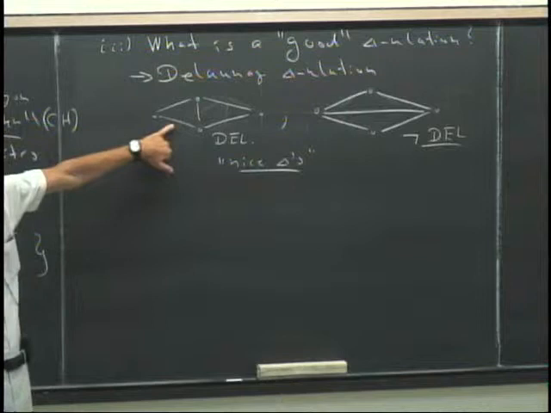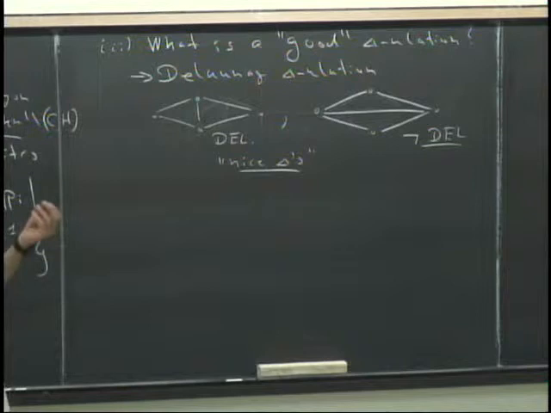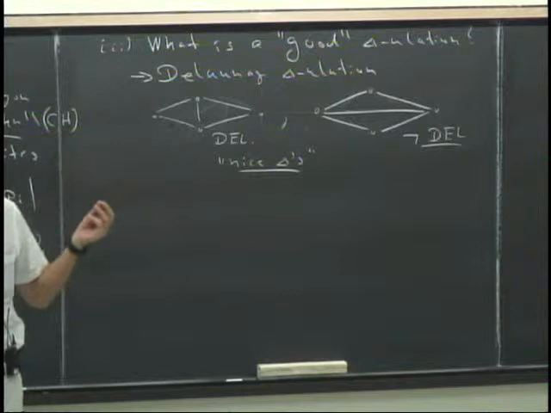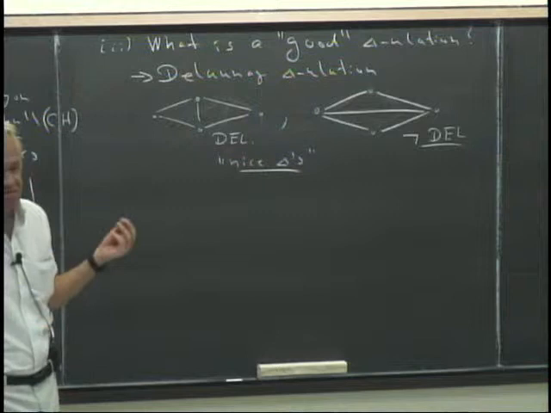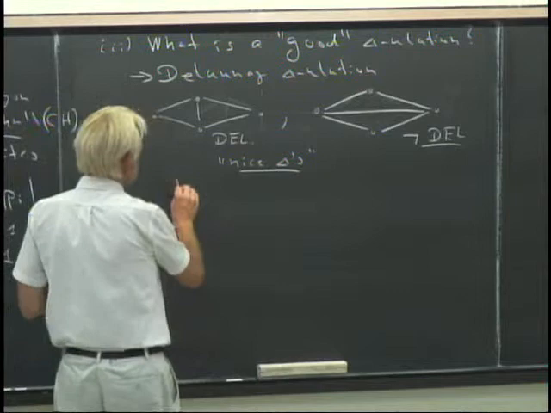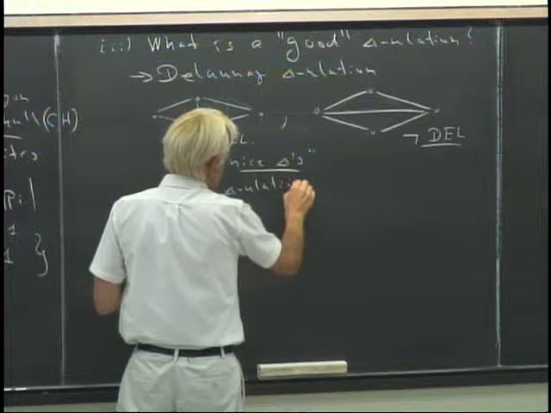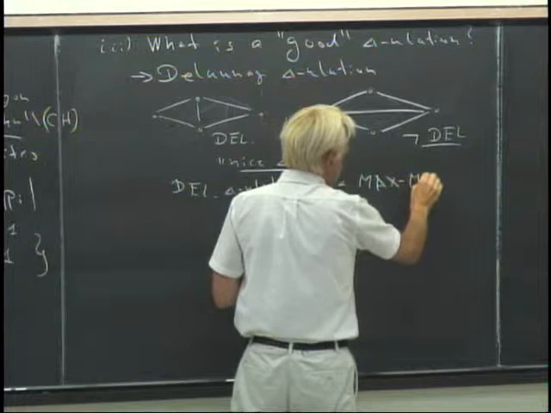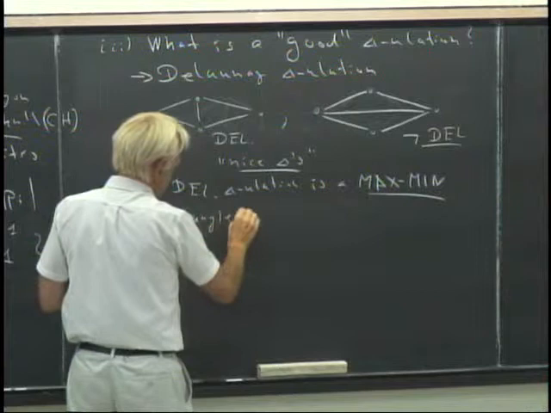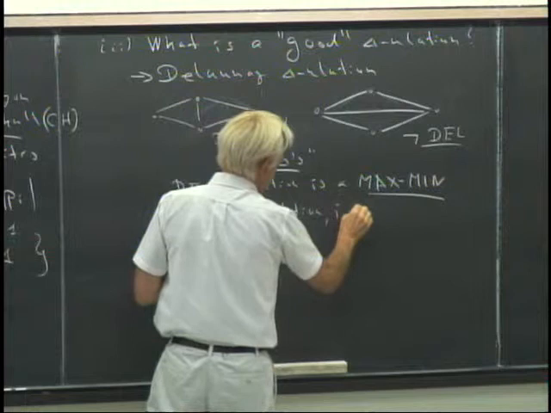And what does nice triangle mean? Nice triangles means that you would like to maximize the minimum angle, considering all the angles of your entire triangulation. That's what it does. So a triangulation is Delaunay if it maximizes the minimum angle of all the angles in your entire triangulation. So a Delaunay triangulation is a so-called max-min angle triangulation, i.e., it maximizes the minimum angle.